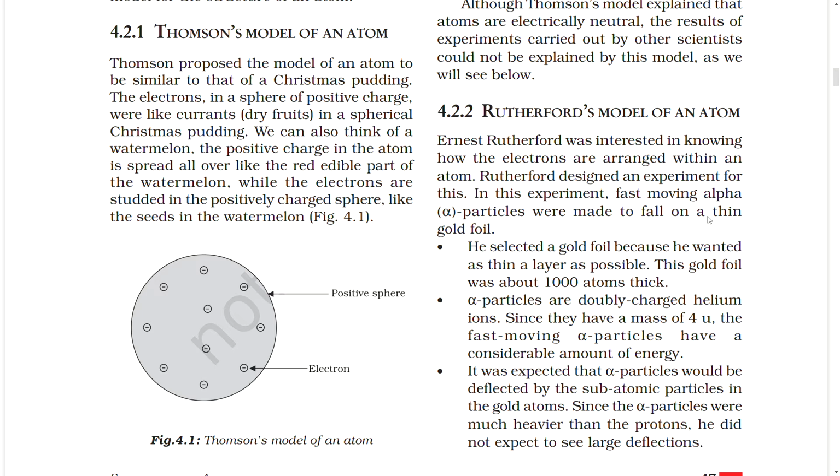He selected a gold foil because he wanted as thin a layer as possible. This gold foil was about 1000 atoms thick. Alpha particles are doubly charged helium ions. Since they have a mass of 4u, the fast moving alpha particles have a considerable amount of energy. It was expected that alpha particles would be deflected by the subatomic particles in the gold atoms. Since the alpha particles were much heavier than the protons, he did not expect to see large deflections.